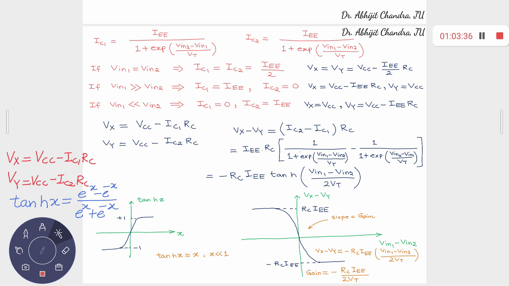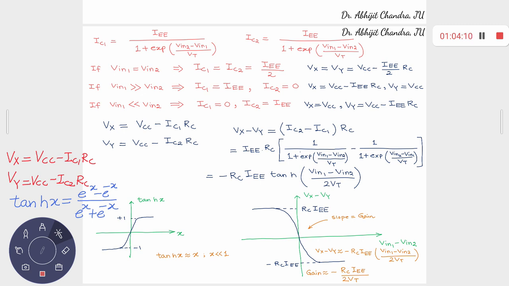What is x here? What is the argument of the tan hyperbolic function? The argument is V1 minus V2 upon 2Vt. When this is much much less than 1, it means V1 minus V2 is much much less than 2Vt. That means individually, both of these two signals possess the characteristics of a small signal.